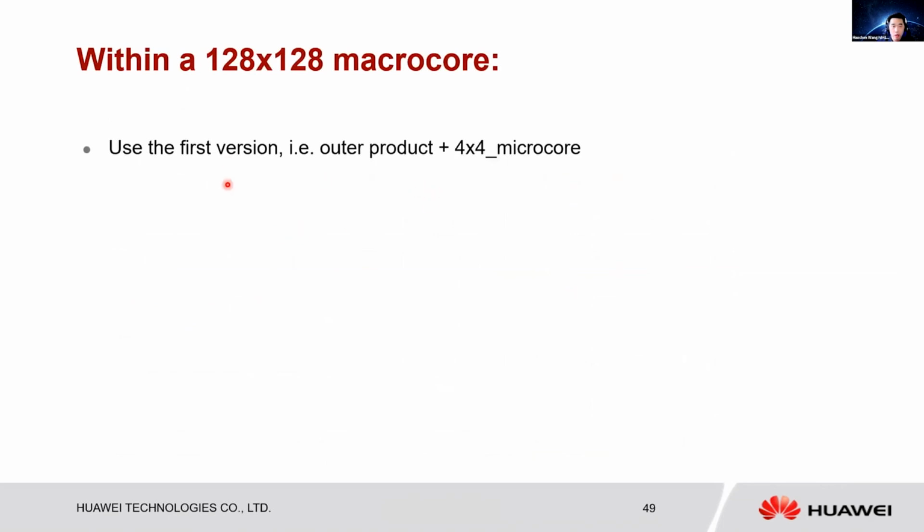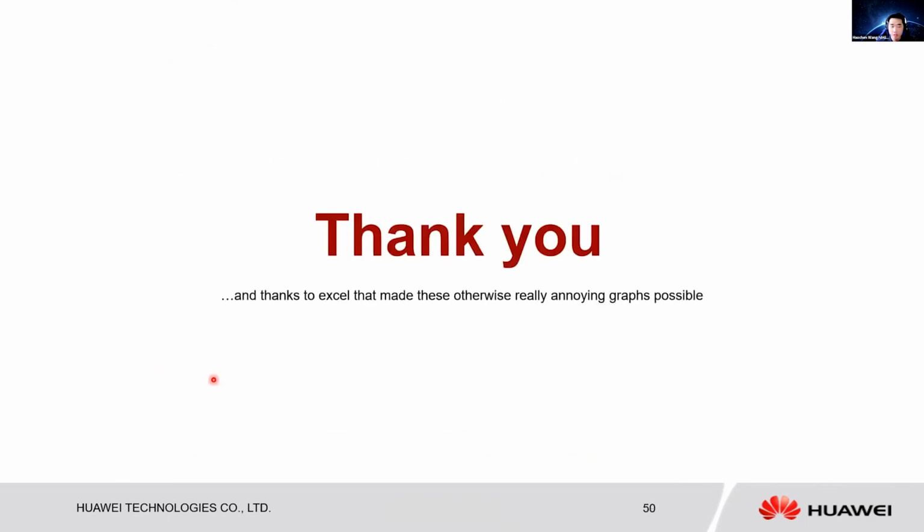And within a 128 by 128 macrocore matrix multiplication, we use the first version, which was the outer product plus the 4x4 microcore. Okay, so that was the presentation, and thanks for everyone listening, and thanks to Excel that made these otherwise really annoying graphs possible. Okay, we'll take questions now.